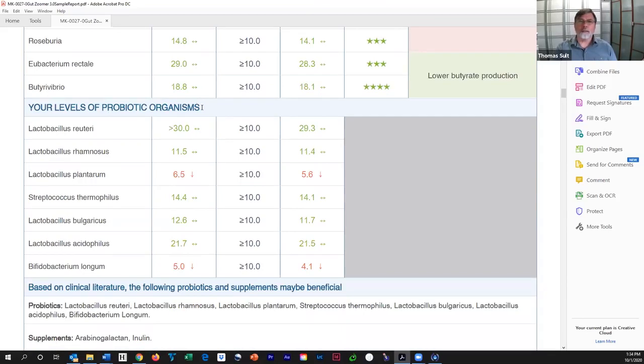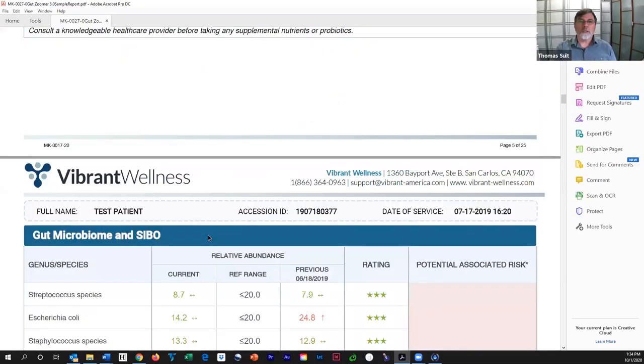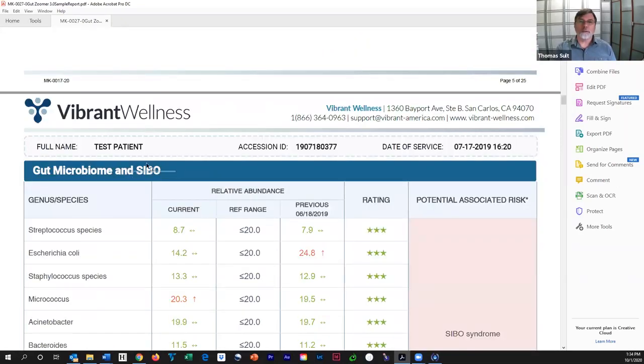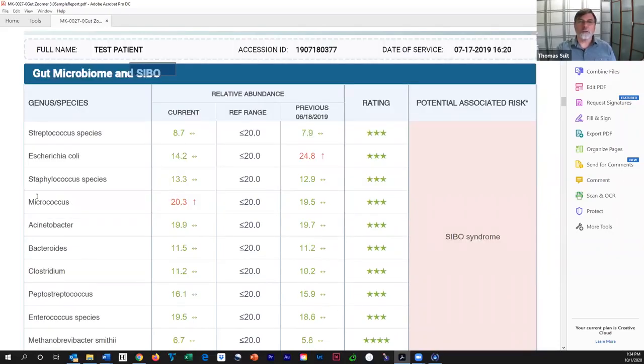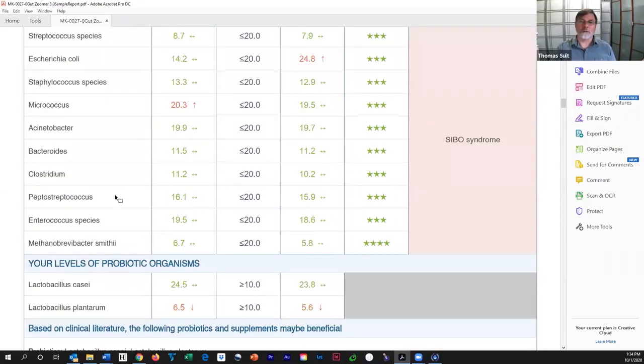These are the probiotic levels associated with this. We'd like to have all of these be in a good range. Now, this is small intestine bacterial overgrowth species. And again, we see this stuff is out of our ideal range, and it's a risk factor for small intestine bacterial overgrowth.